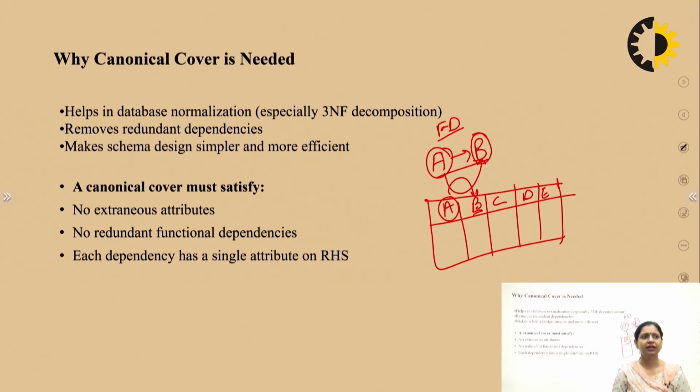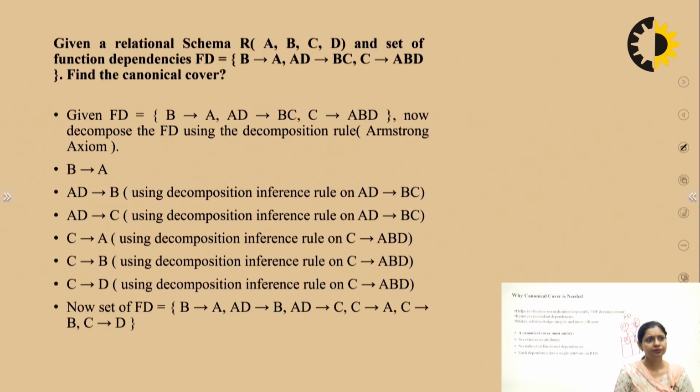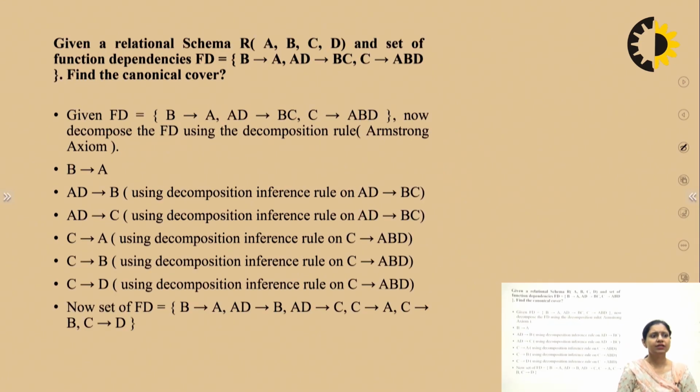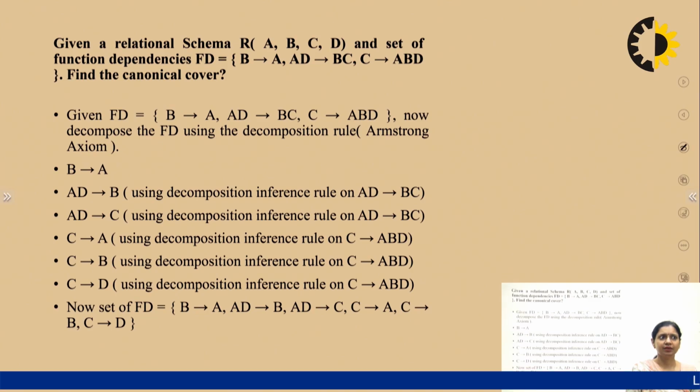This means that for every unique value of A, there exists a unique value of B. So let's try to solve an example, a question wherein we need to find the canonical cover. In this, we are given a relational schema R which contains the 4 columns A, B, C and D, and it has a certain set of functional dependencies.